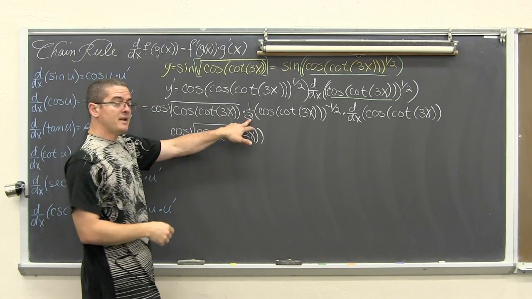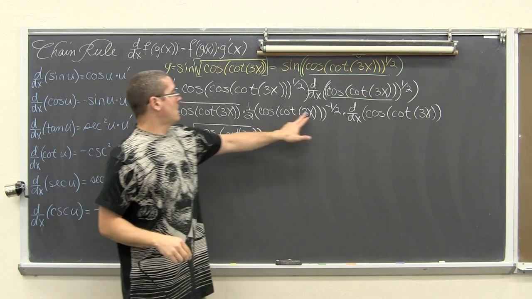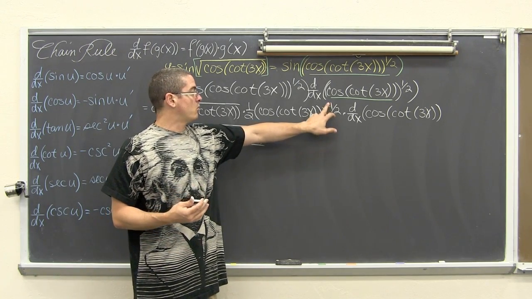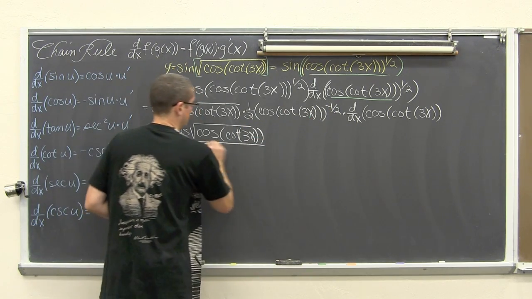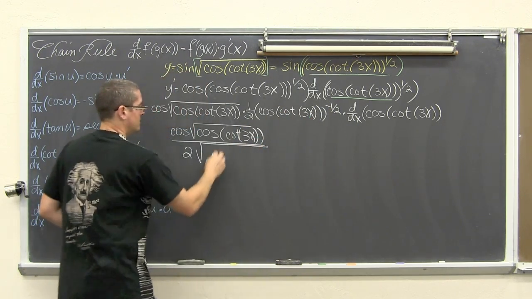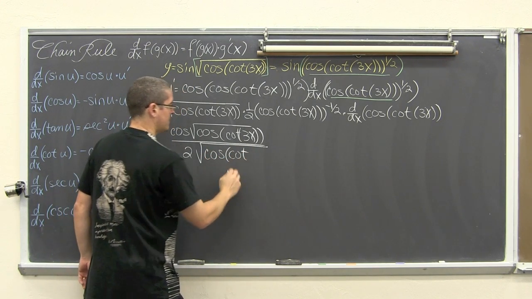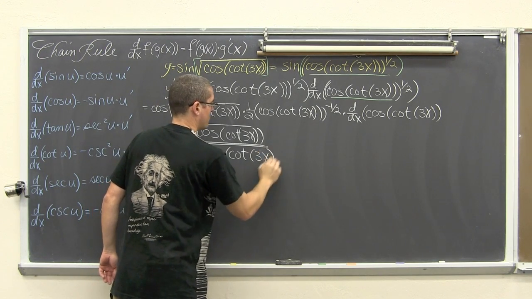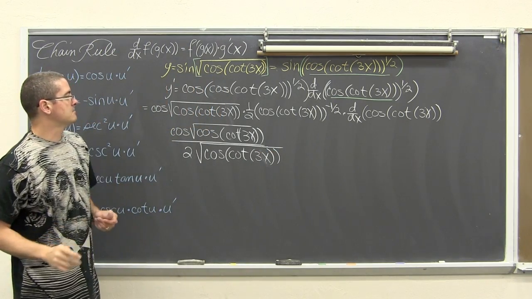Now this 2, it's 1/2, so I'm going to go ahead and drop that 2 in the denominator. This all has a negative power of 1/2. That means it's a square root, but it's negative. So I'm going to drop that to the denominator. So this is that. Cosine, cotangent of 3x.